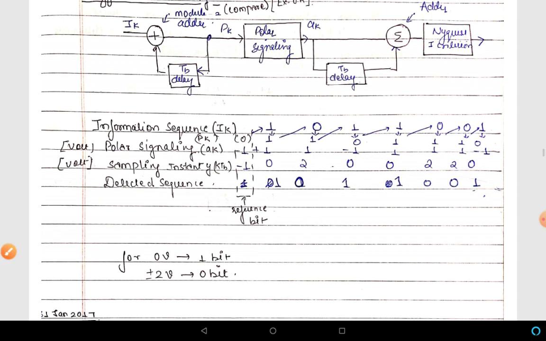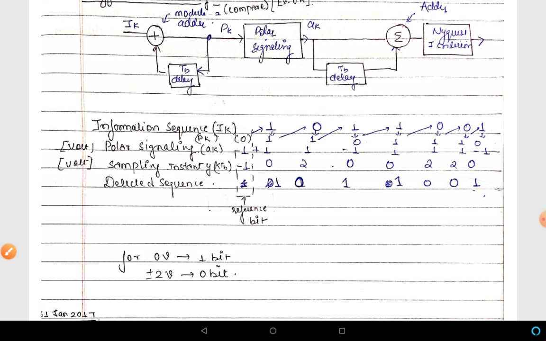In the similar way, 1 and -1 will produce 0, and -1 and 1 will produce 0, because we are using the Nyquist second criteria pulse, in which two pulses interfere with each other, and the level of the sample is decided by the value of the adjacent pulses. And in the similar fashion, 1 plus 1 gives 2, 1 plus 1 gives 2, and 1 minus 1 gives 0.